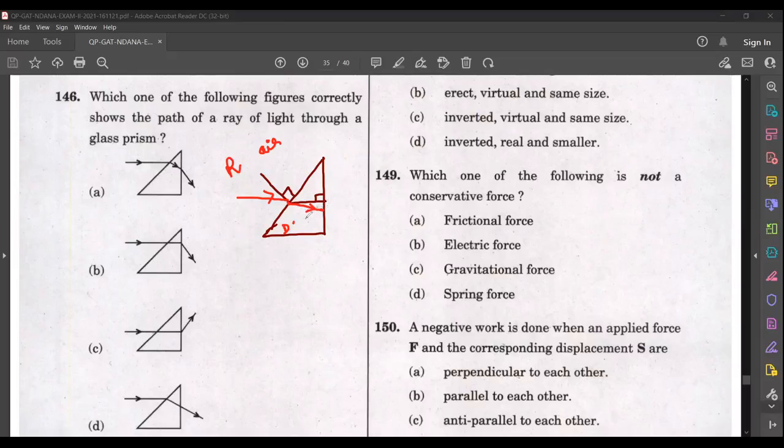Now what happens? Now the light is going from denser medium to rarer medium, isn't it? If I am drawing the normal at this point, this is the normal, isn't it? Okay, so then what happens? It is moving from denser to rarer. So it will bend away from the normal. I'll mark with another color. It will bend away from the normal. Okay, so now see which is the correct one.